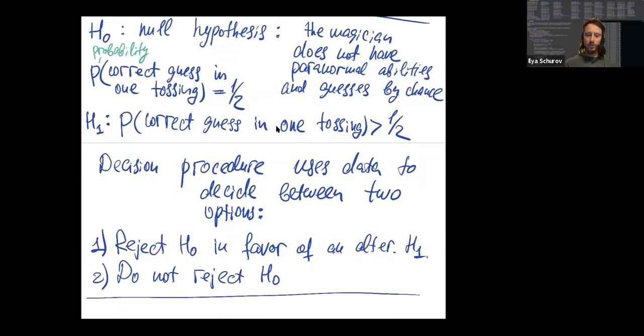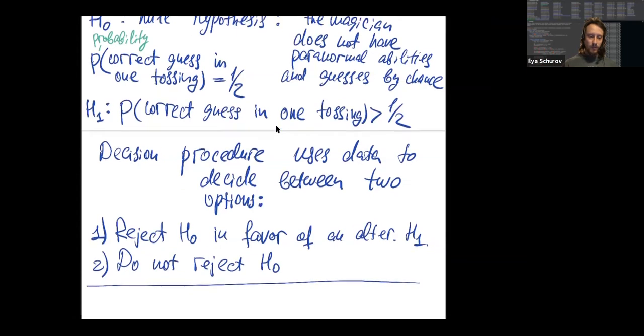So there are two outcomes that we can make. In other terms, we can either give a prize to a magician, or we can say no, we don't give you a prize now, but it doesn't mean that you don't have magical abilities, but you have maybe such small magical abilities that we cannot detect them in our experiment. Probably if we did more research, we will detect it.